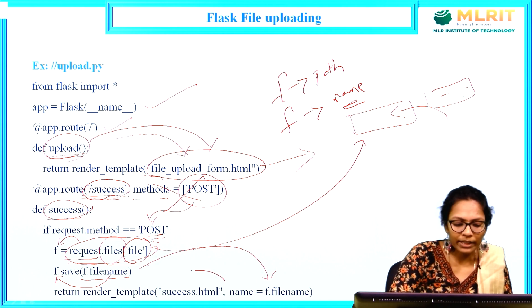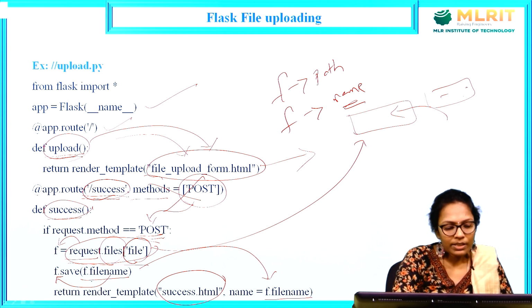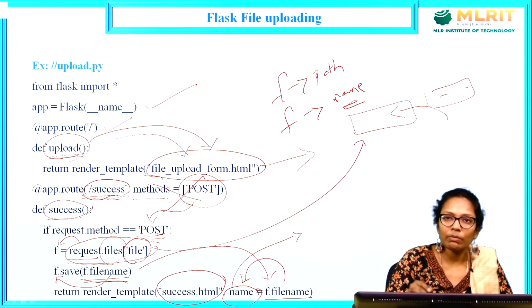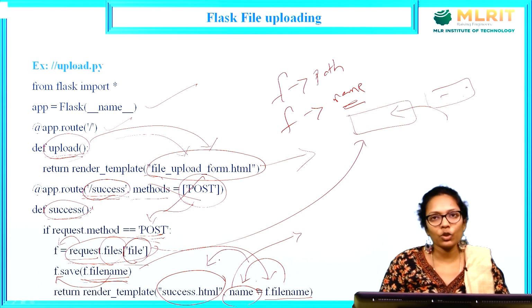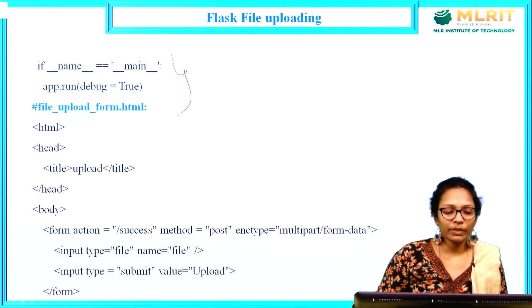Now this name of the file you are displaying. Where you are displaying? In the success.html, right? So f.filename is here, and now in the HTML, what is the name of the variable? Name only, right? So what does this name contain? Name contains the name of the file, and it will be displayed in an HTML page called success.html. This we know, right? If you have multiple files, we are going to write this.